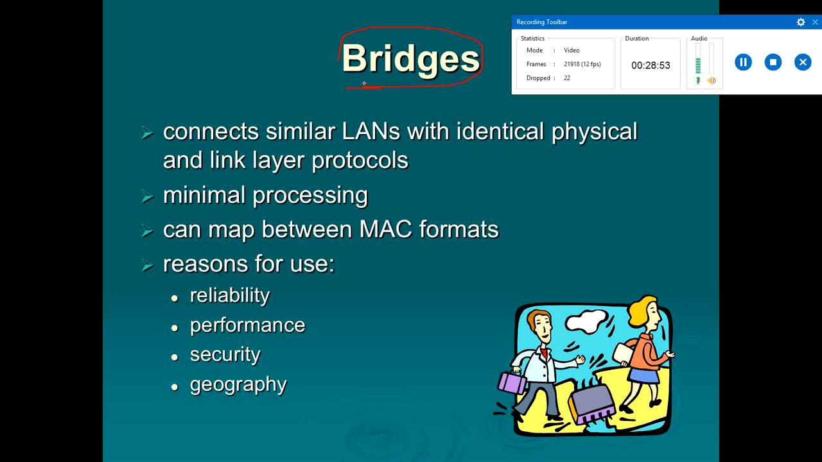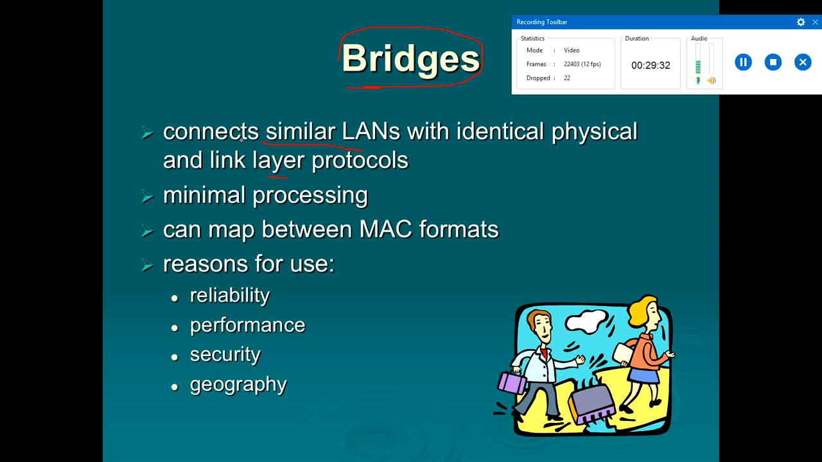So first of all, let's talk about the bridges over here. A bridge is the simpler device out of router and bridge. Bridge is the simpler device and it helps to interconnect similar LANs. So it connects similar LANs with identical physical and link layer protocols. Whereas a router is a more general purpose device. A router can connect LANs as well as wide area networks. Whereas bridge is a device which is used to connect only the local area networks. So we will talk about bridges in this section.